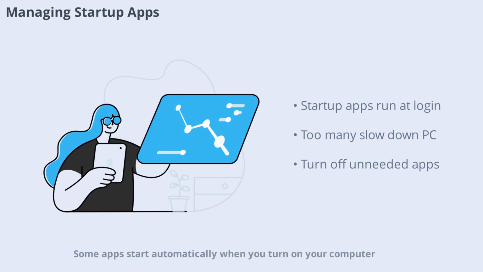Some apps start automatically when you turn on your computer. These are called startup apps. Too many startup apps can slow down your PC from the moment you log in. You can manage which apps start automatically by checking your system settings. Turning off unnecessary startup apps can help your computer boot faster and run better.